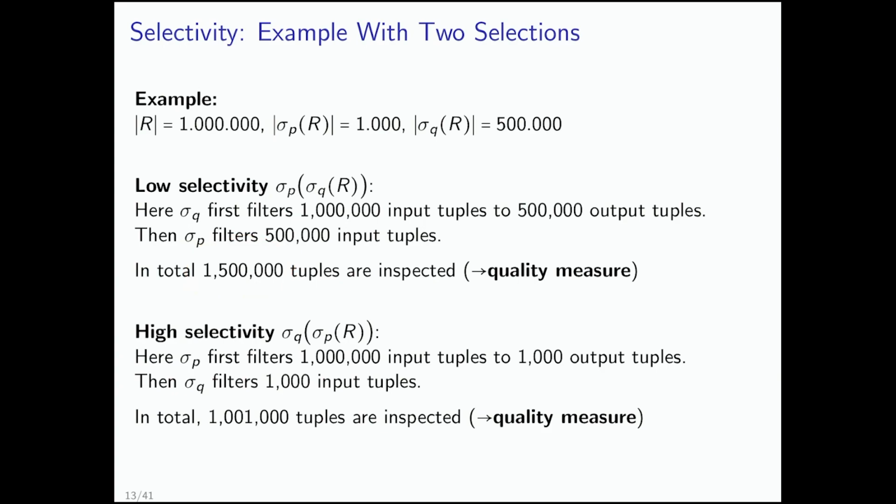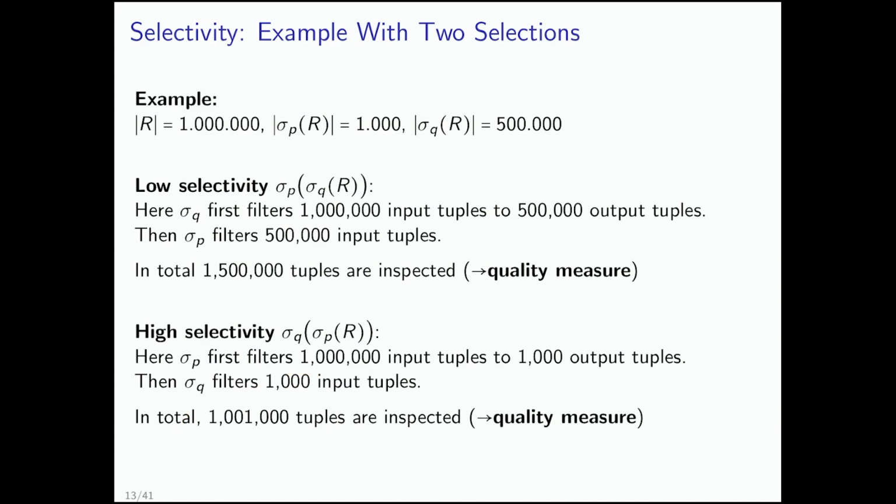If you do it the other way around, again you will be inspecting 1 million tuples in this inner predicate P, that will create 1,000 output tuples, but that means that this outer selection on Q will only have to inspect 1,000 input tuples. So you only in total inspect 1,001,000 tuples.